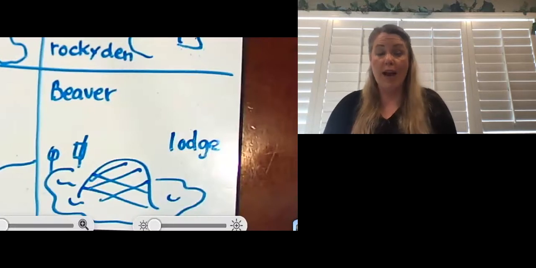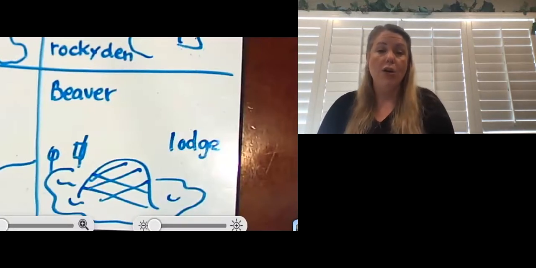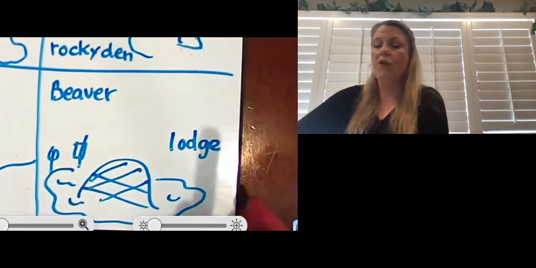So I'm going to go ahead and write about a beaver. You can choose prairie dog, rattlesnake, clownfish, beaver. If you choose something else, that's also fine. I'm going to do the beaver. First of all, where does the beaver live?